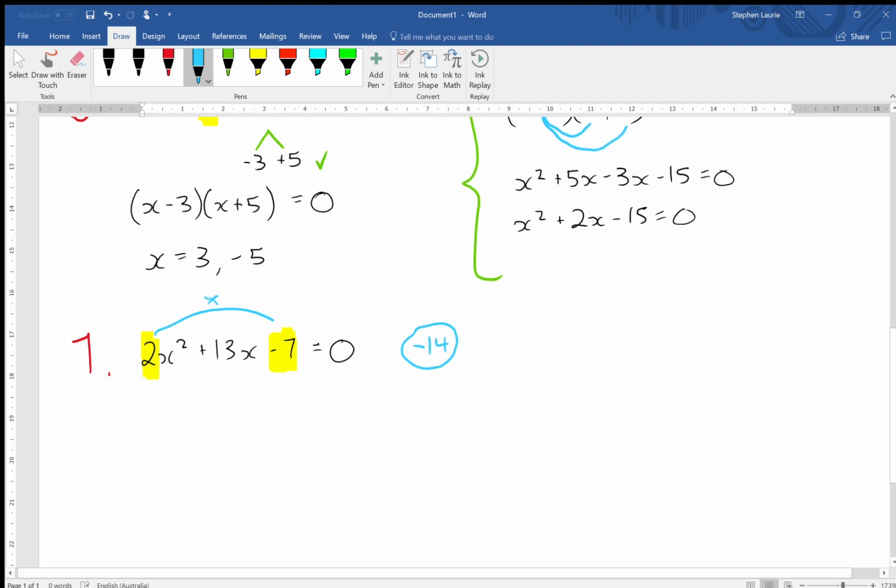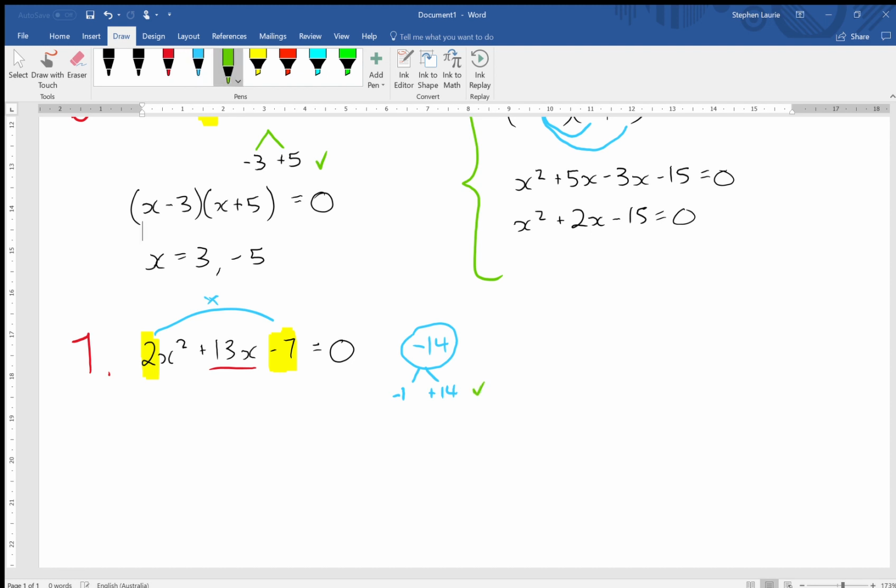So I'll just put this off to the side. And now it's with this number that we look for some factors. Factors of negative 14 that add to give this plus 13 in the middle here. Okay, so this one's pretty straightforward. We've got negative 1 and plus 14. We can see that negative 1 plus 14 does give us plus 13.